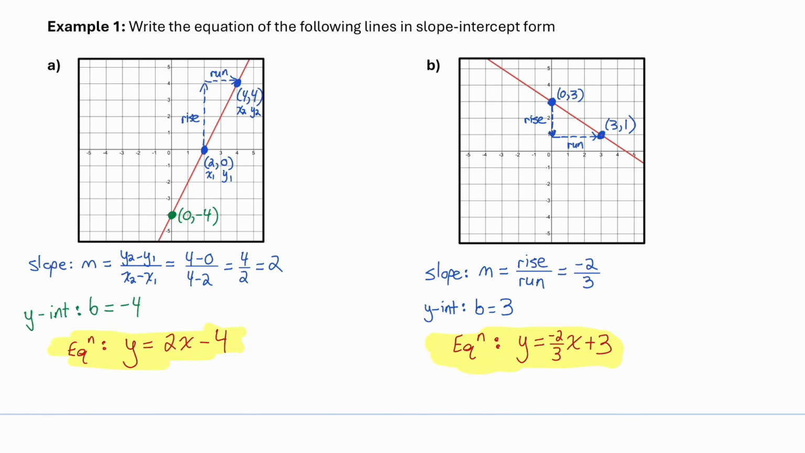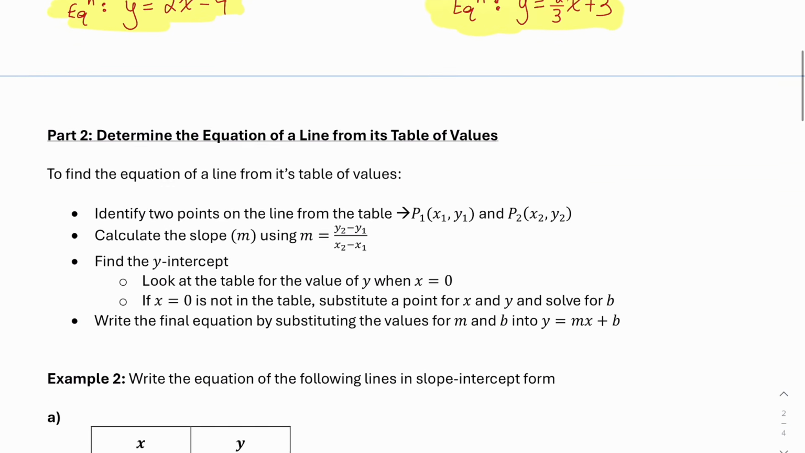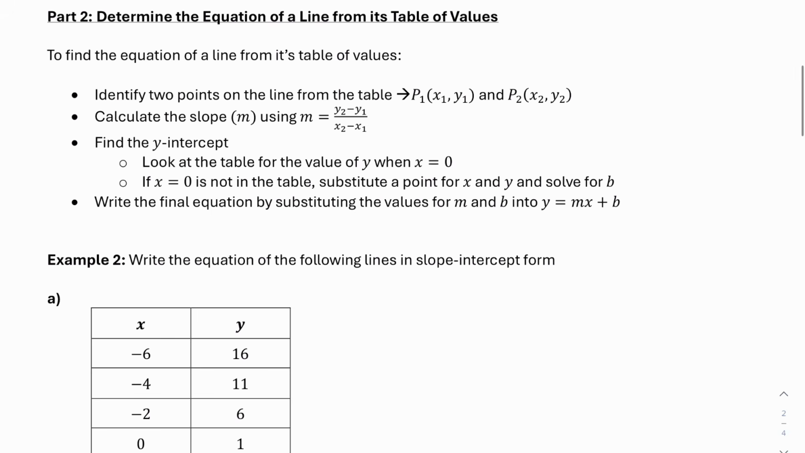Now let's move on to the next section of the lesson where we find the equation of a line from its table of values. The steps are very similar to when we do it from a graph. We start by identifying 2 points that are on the line from the table. Our first point is x1, y1. Our second point is x2, y2. But because we don't have a graph to count the rise and the run, when calculating the slope, we'll have to use this formula, y2 minus y1 over x2 minus x1. And that will be our m value, our slope.